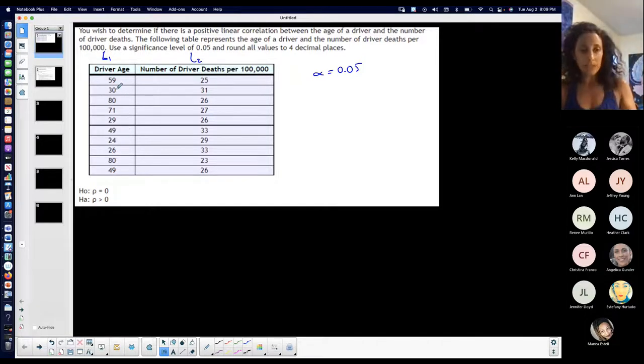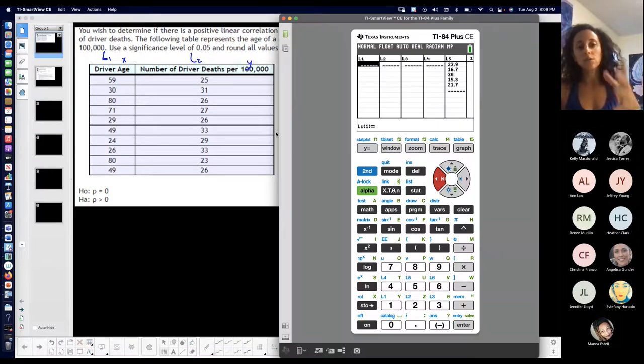For me, what makes sense is that a driver's age would be the independent variable, and the number of driver deaths per 100,000 would be the dependent variable. We're trying to determine if there's a correlation between these two, and it seems like the number of driver deaths would depend on the driver age. That means my L1 is going to be my X values and my L2 is going to be my Y values. I always like to label that first because it's very important when you talk about the regression equation and approximation of other values, which is possible for these situations. But if there's not a linear correlation, then that doesn't mean anything.